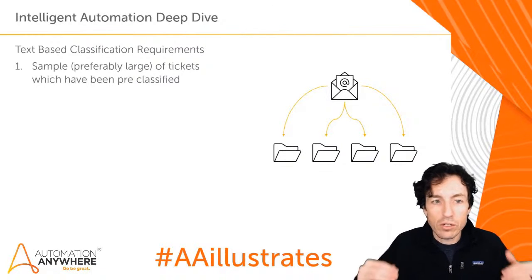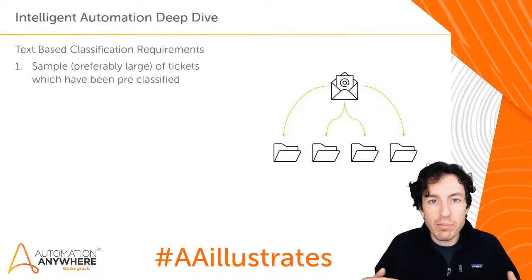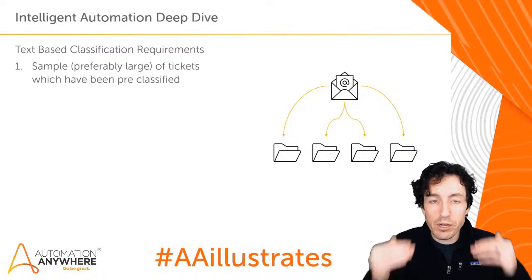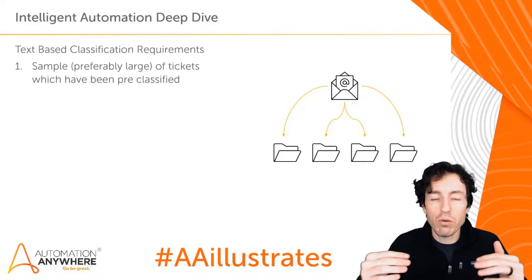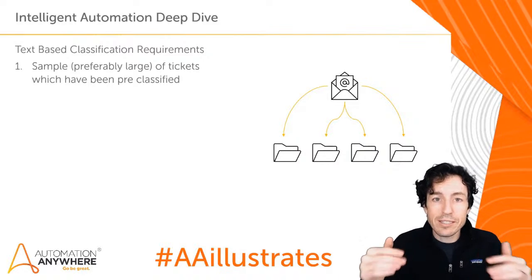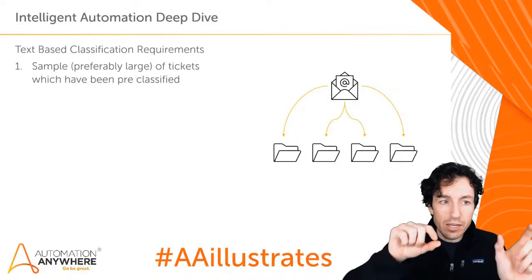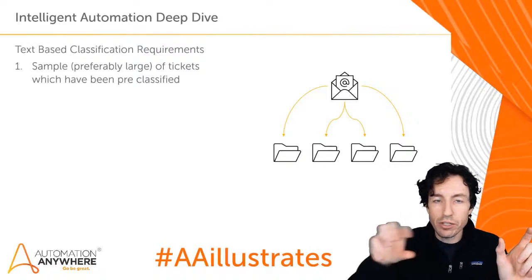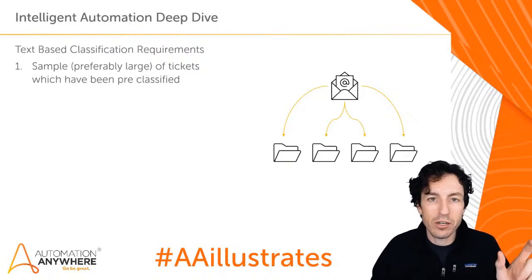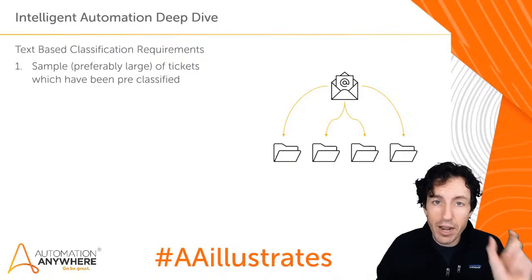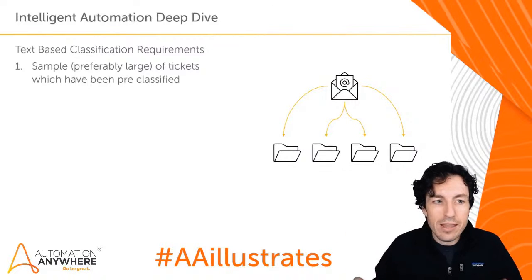And we want tickets, or those emails that have already been pre-classified, because we're trying to train a model here. And so when we train that model, we need to tell it, hey, when you see this particular email, this is an example of a network issue, or this is an example of an account access issue. So we would need that kind of data.